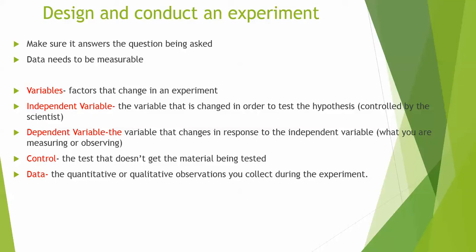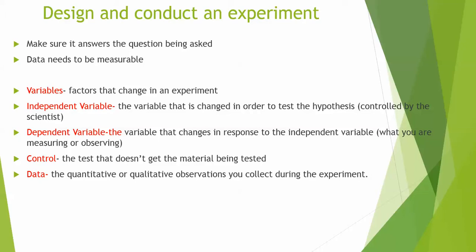An independent variable. This is the variable that is changed in order to test the hypothesis. So the scientist controls this. This is the thing that is being changed, basically the thing that you're testing. The dependent variable then depends on the independent variable. So it's the variable that changes in response to the independent variable. This is what you are gathering your data from. This is what you're measuring or observing during the experiment.